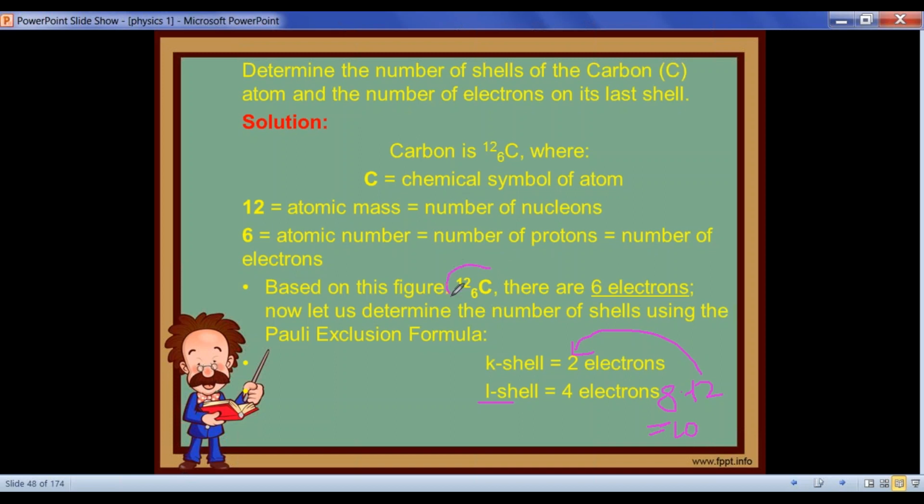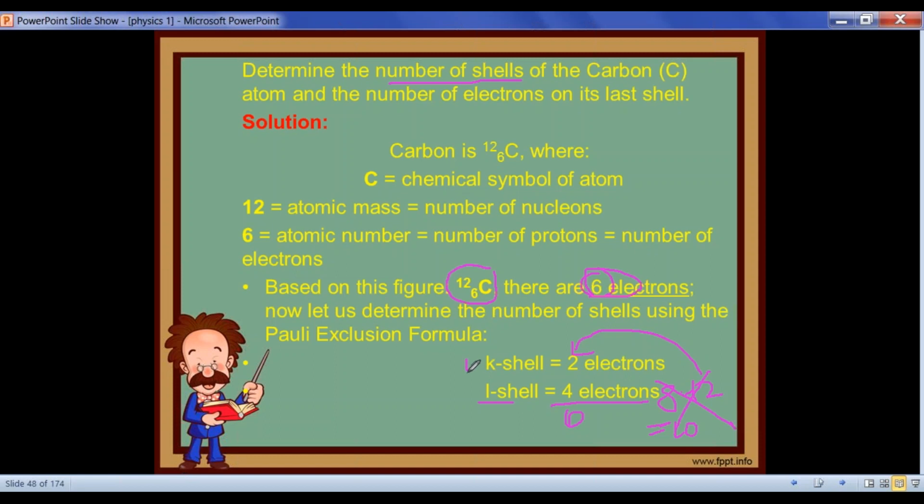Pero, ang ating element is carbon. And in carbon, we have 6 electrons. So, ilang electrons po ang pwedeng i-add natin sa 2 to make it 6? So, di ba 4? So, 2 plus 4, 6. So, we have now 6 electrons. So, pwedeng kulang, pero hindi pwedeng sumobra. So, gets po ninyo?